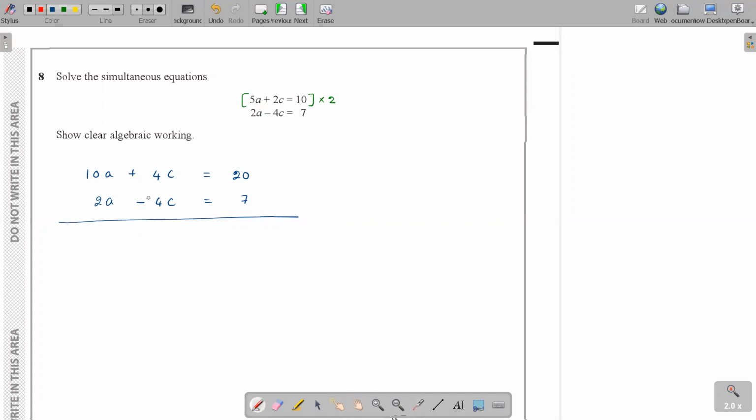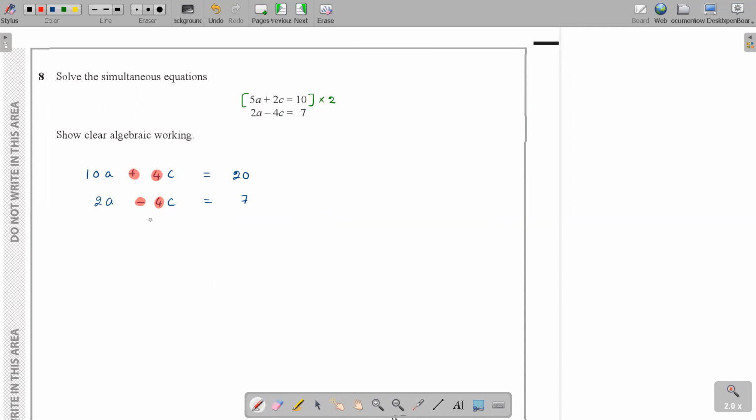So now what I've got to do is add these two equations. Why am I adding? Because the values are the same and the signs are different. In letter C, you have different signs. So when you have different signs, we add the two equations.